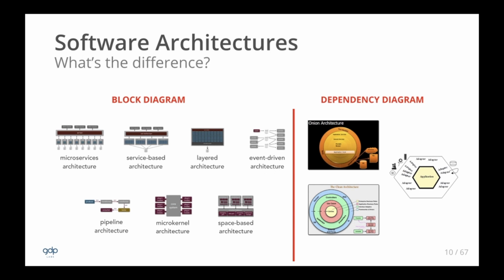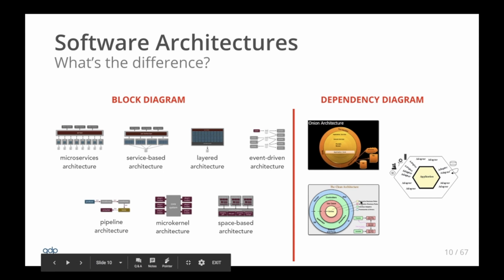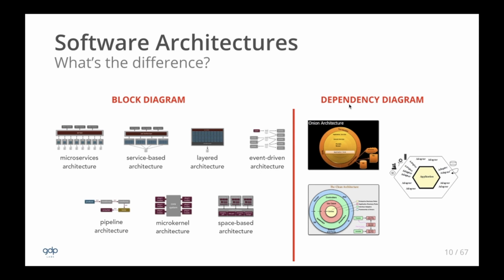So how do they differ from the previous architectures we're talking about? The O'Reilly architectures are describing block diagram, while the previous ones, hexagonal, onion, and clean, are describing dependency diagram. I hope this clears out any confusion, and we will not be discussing about O'Reilly architecture patterns here. We will only discuss the clean architecture one.